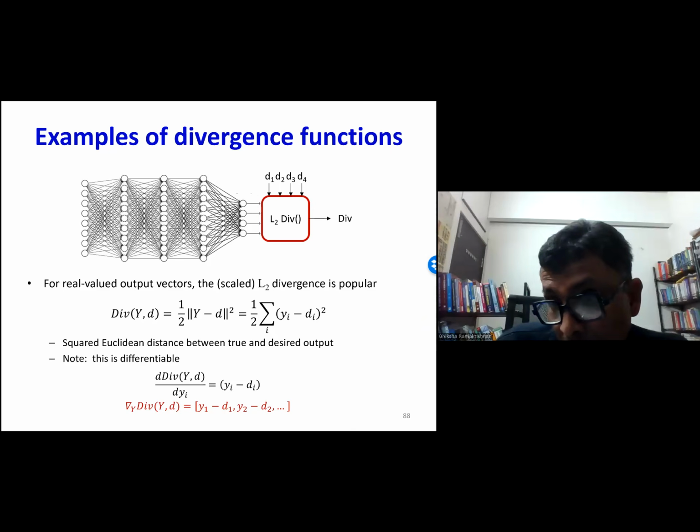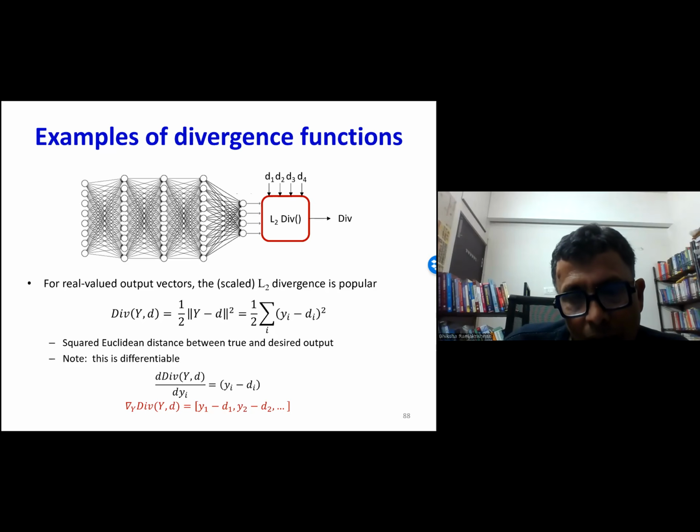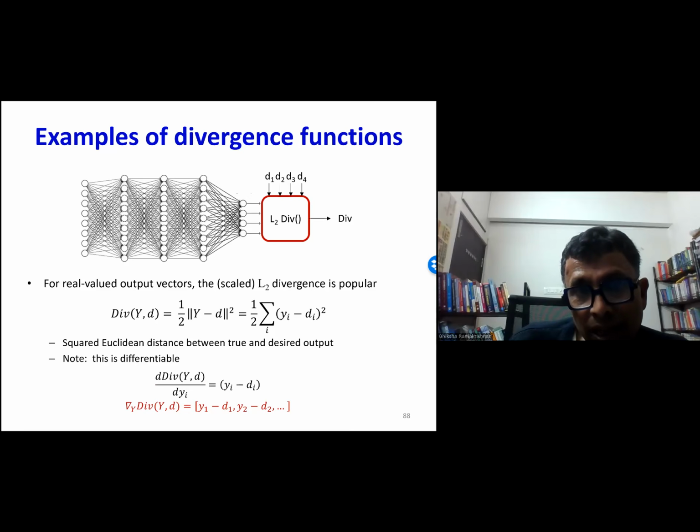DI is the target output, this part of the training data, right? Chetan, that answer your question? Yeah. DI is the target output, and then Y is what our network will compute. Y is what the network actually computes, and you're trying to modify the parameters so that YI matches DI, right? Okay. So that's for real valued outputs.